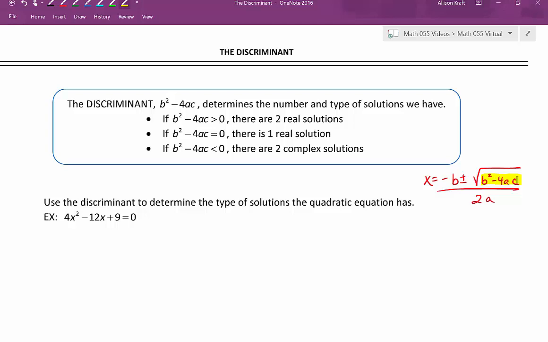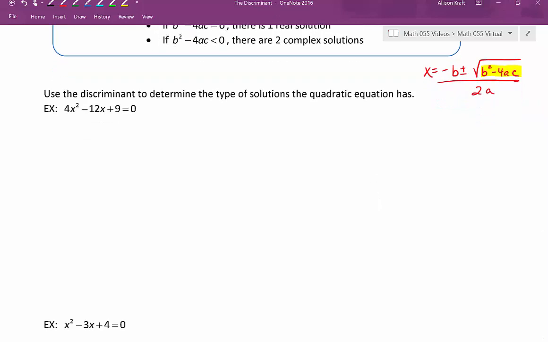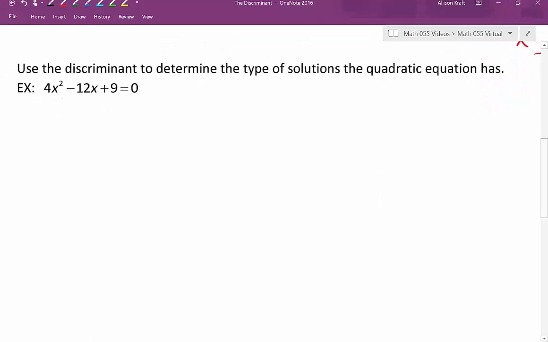Let's use the discriminant to determine the type of solutions the quadratic equation has. We're not actually going to solve the equation. We're just going to determine whether we have one real, or two complex solutions. We want to make sure that our equation is in the proper form. We need it to be equal to 0 and in descending order. This way we can identify A, B, and C. For this example, A is 4, B is negative 12, and C is 9.